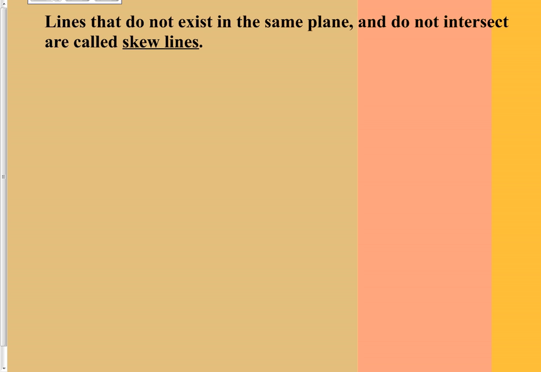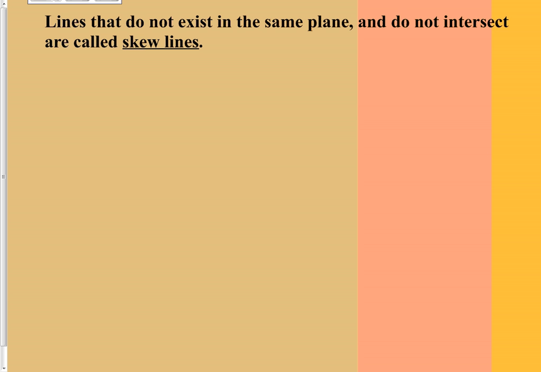Next, a new definition. Unless you had a very, very good geometry or junior high teacher, you probably have not heard this term before, and the term is skew lines. Skew is going to go over on the left side of your paper, and the definition that accompanies it goes over on the right side. The definition is: two lines that do not exist in the same plane and do not intersect.